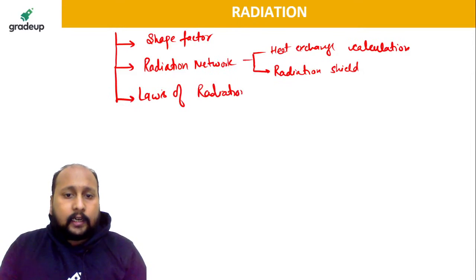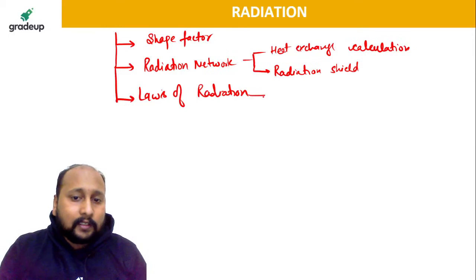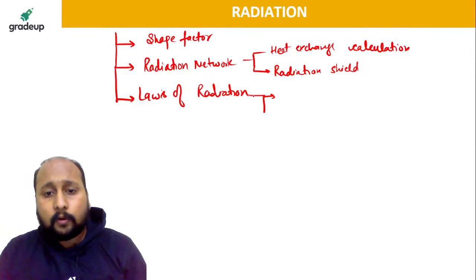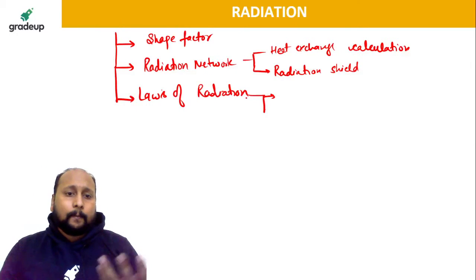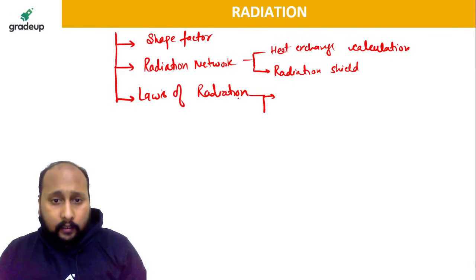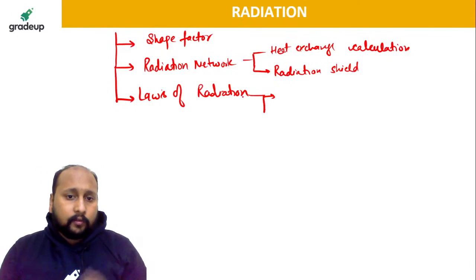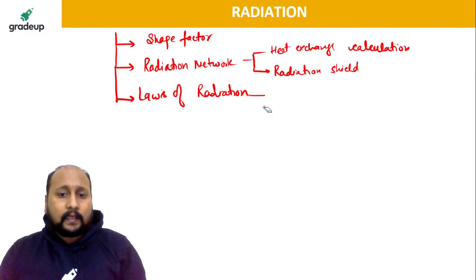Under laws of radiation, if I say precisely, the most important are your Stefan-Boltzmann law and your Wien's displacement law. For Planck's law, you only have to understand the basic concept, that's it. And Lambert's cosine law is also an important law of radiation. Okay, so these three topics are very important.